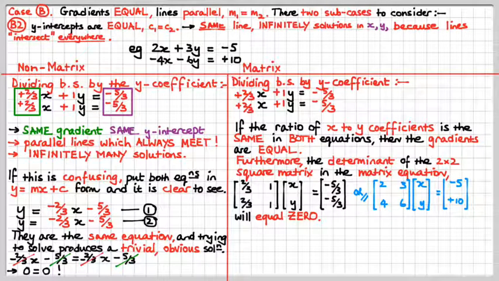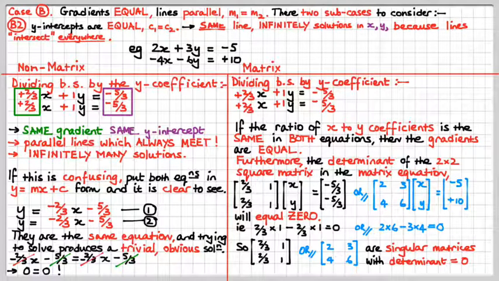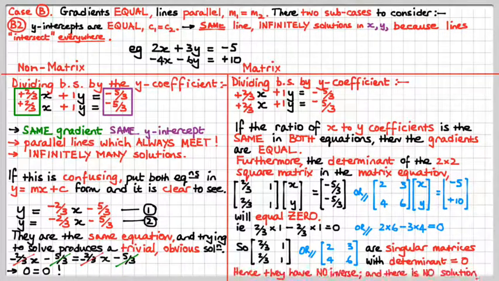Furthermore, the determinant of this matrix here, or if you didn't bother dividing by the y coefficient and just left it in its raw form, the determinant would be 0. And if the determinant is 0, it's a singular matrix, and therefore it has no inverse, and therefore there's no solution to the matrix equation. There's actually infinitely many solutions, but the matrix equation comes out with a no solution result. So that's how you do that.